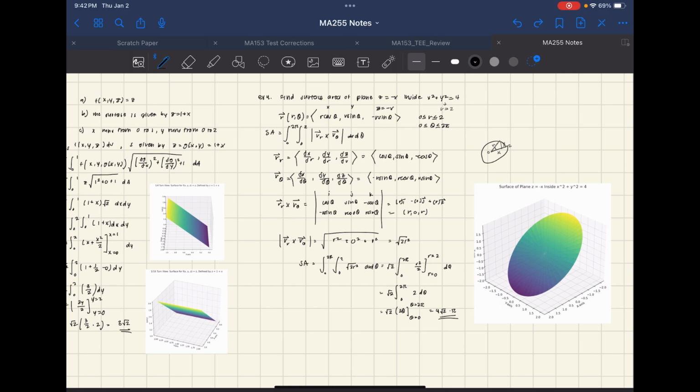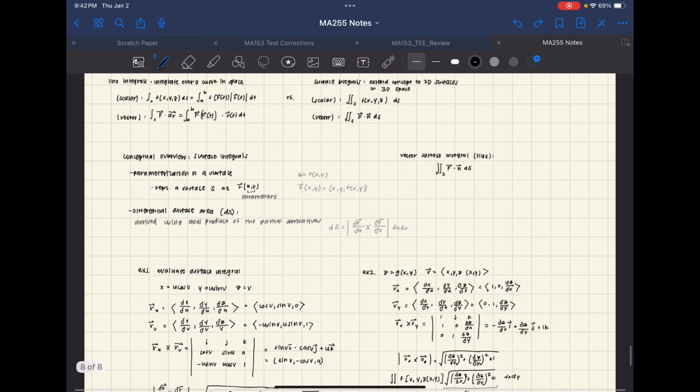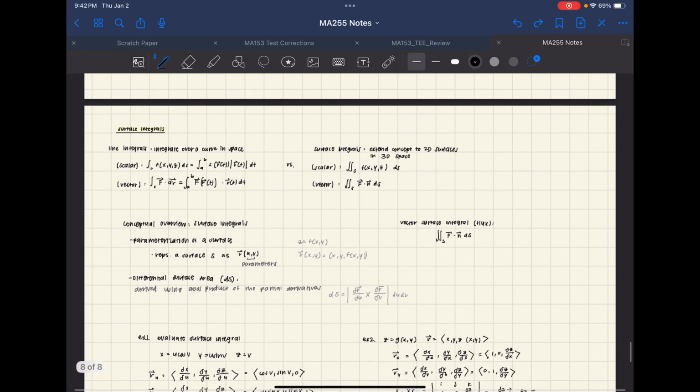So that sums up this video. Formulas to remember is your scalar surface integral, your differential surface element, which is here, and then also the vector surface integral for the flux there.